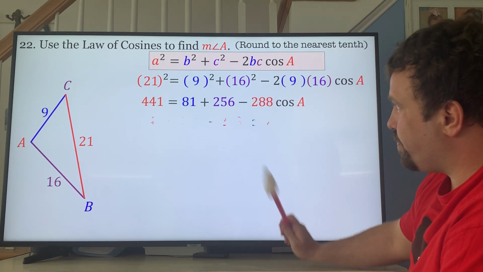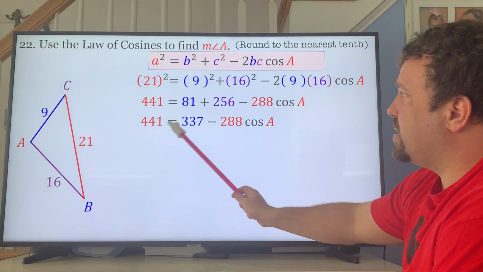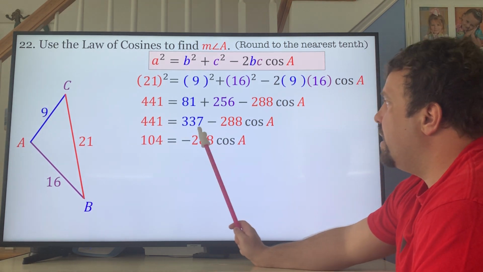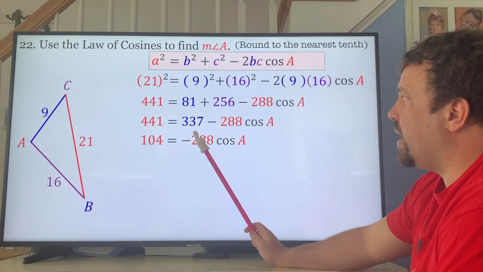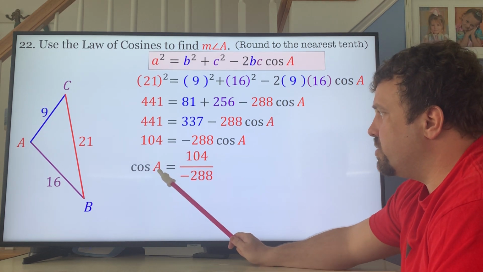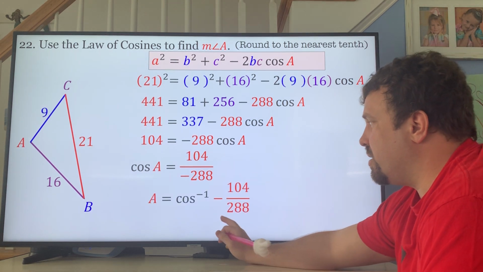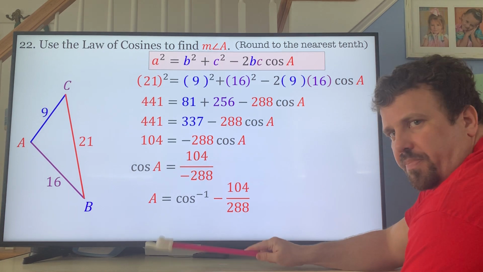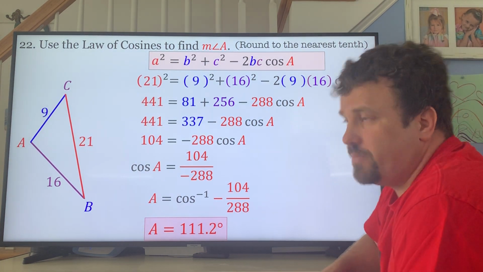Add these together. You get 337. 441, subtract 337 from both sides. You get 104, and you're left with negative 288 cosine A. Solve for cosine A: divide both sides by whatever is next to it, which is negative 288. So cosine A equals 104 divided by negative 288. Take the inverse cosine of this answer. And, drum roll, did you get it? 111.2 degrees. Hopefully you got it.